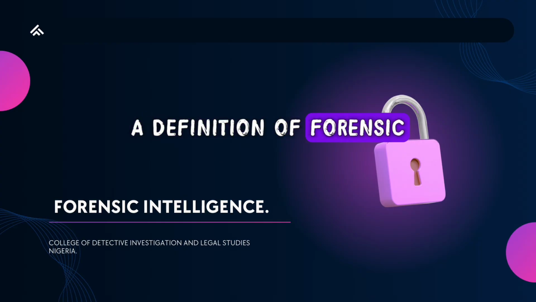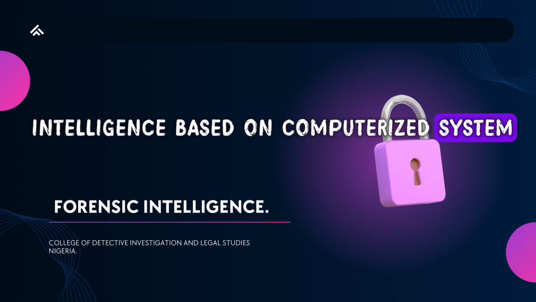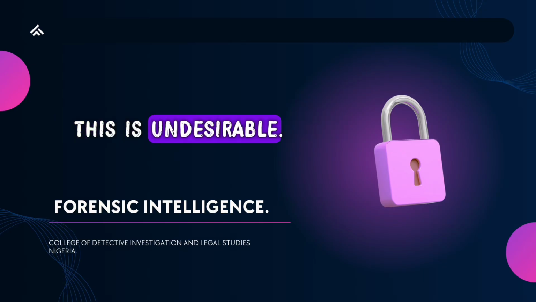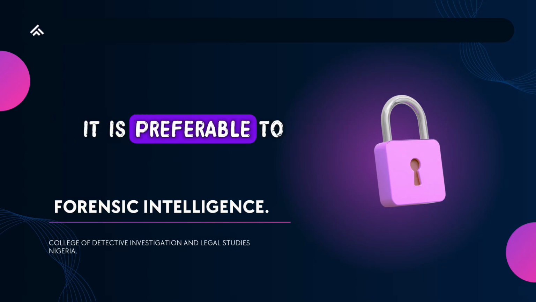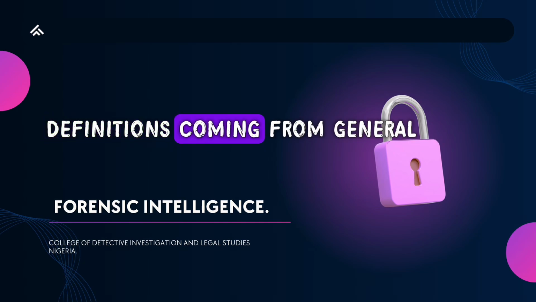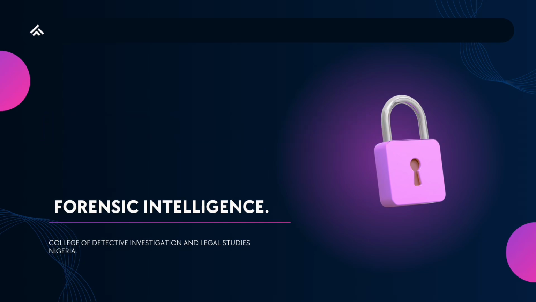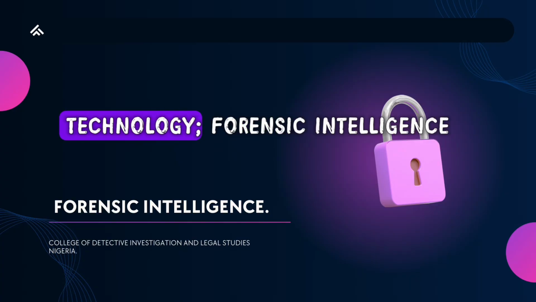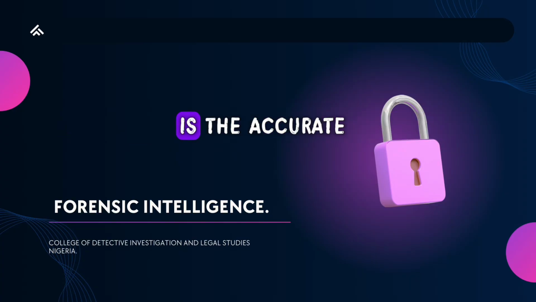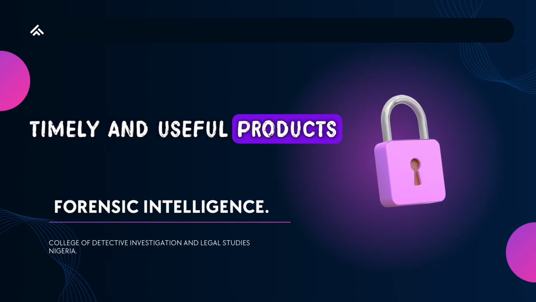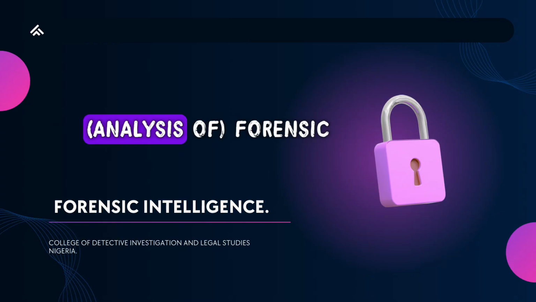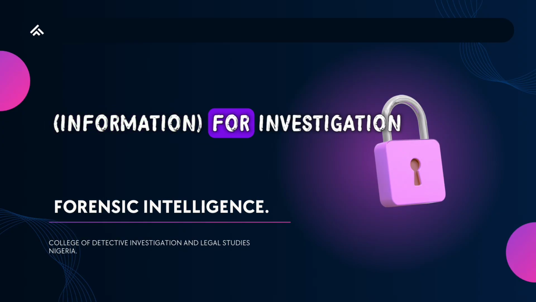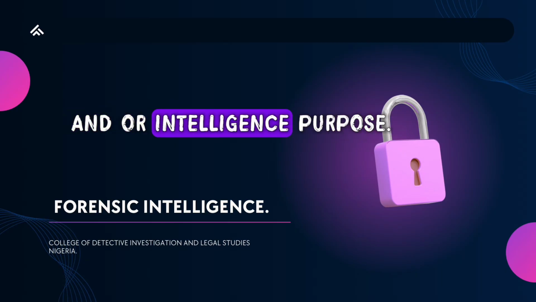A definition of forensic intelligence based on computerized systems can be interpreted as defining the domain through its tools. This is undesirable. It is preferable to relate it with definitions coming from general theories of intelligence. We favor one that is completely abstracted from the underlying technology. Forensic intelligence is the accurate, timely, and useful products of logically processing and analysis of forensic case data, information for investigation and/or intelligence purposes.